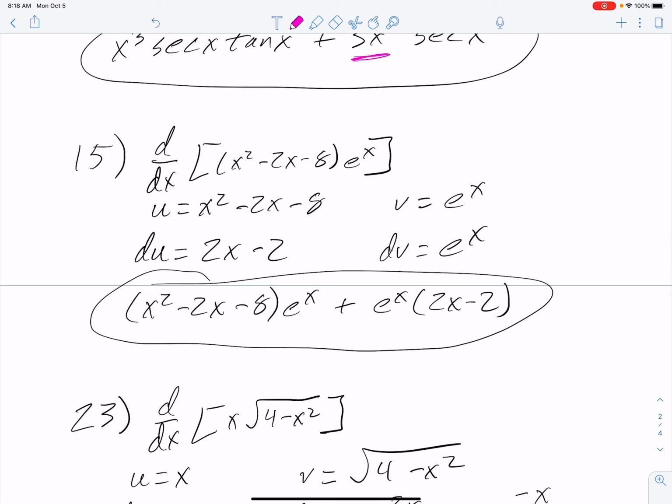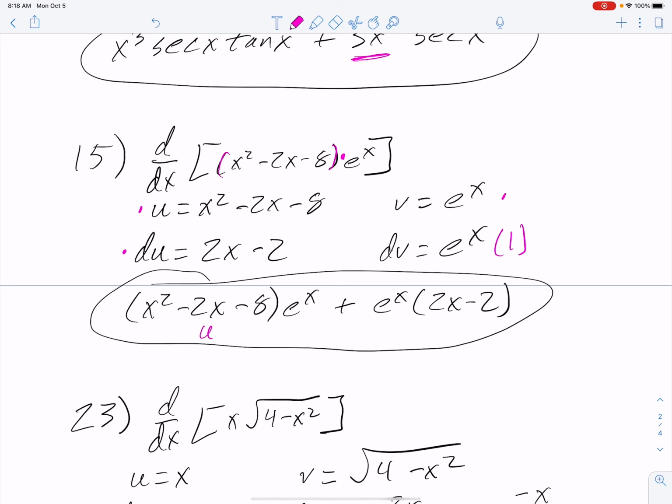Number 15, I do see addition and subtraction, but by the time I get to here, I can tell that it's multiplication because that polynomial was inside a set of parentheses. U value is the polynomial, v value is e to the x. The derivative of my polynomial, 2x minus 2, derivative of e to a power is always e to that power, times the derivative of that power. If I were to continue, I know the derivative of x is 1. That's why I didn't write anything in the first case.